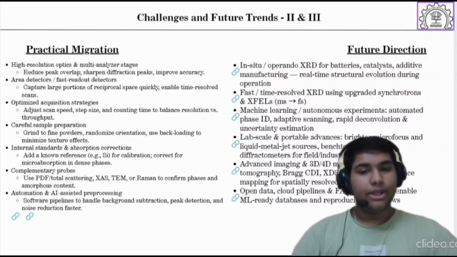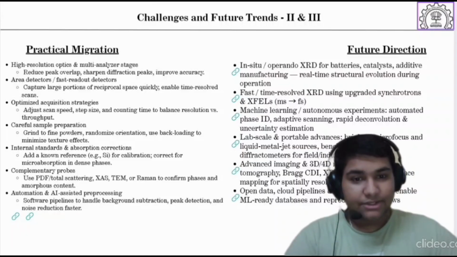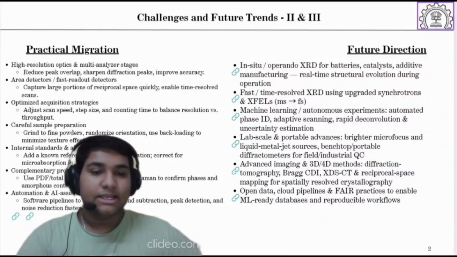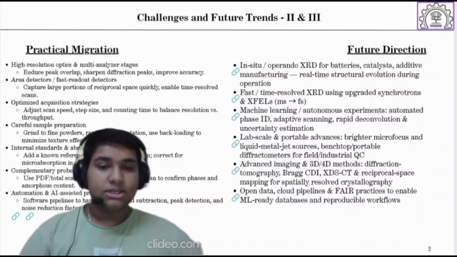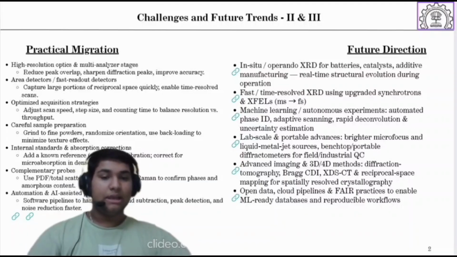Now looking at how we address these challenges. On the practical side, high-resolution optics, fast detectors, and optimized scanning improve accuracy, while better sample prep, standards, and AI-assisted processing reduce bias and speed up analysis. For the future, we see in situ XRD for real-time studies, faster synchrotron and XFEL experiments, and machine learning for automated phase identification. Advanced and portable diffractometers, 3D and 4D imaging, and open FAIR data pipelines are also shaping reproducible, ML-ready workflows.